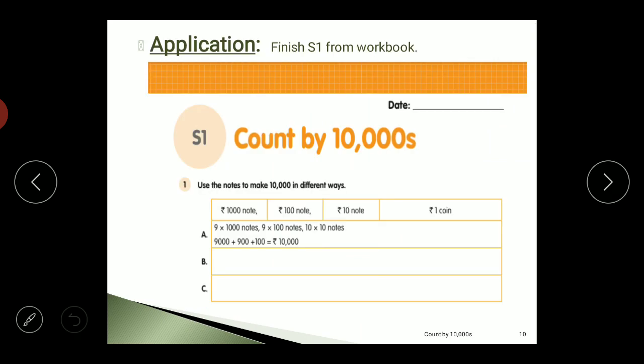As we have done our topic, based on today's topic, this worksheet you have to complete. Some questions are given to you. First question: use the notes to make 10,000 in different ways. As one example we have already discussed, you have to make 10,000. There are so many ways to do that. You have to use these notes: 100, 10, and coin 1, and 1000 note.